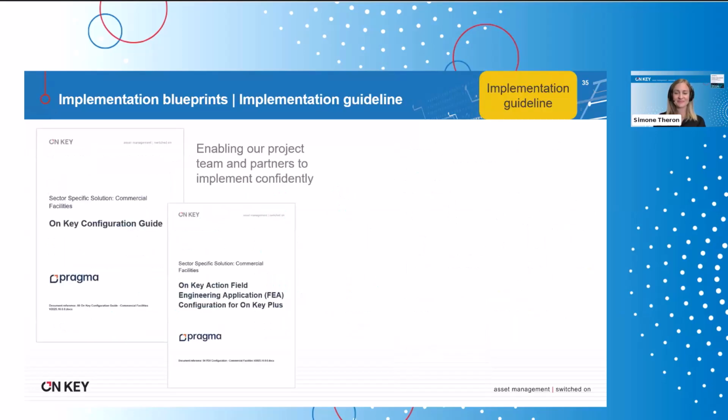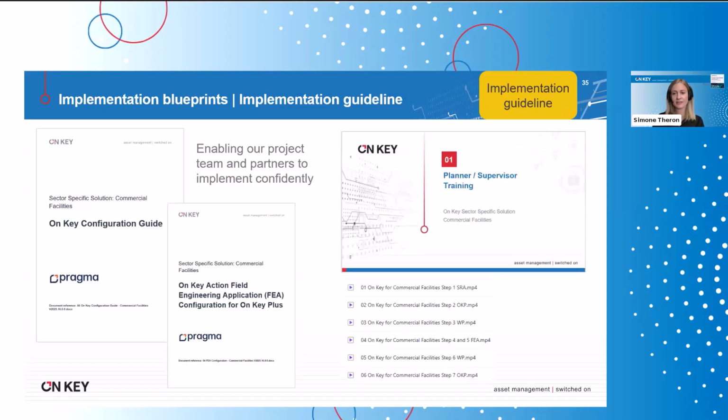And then finally, the implementation blueprints contain detailed step-by-step how-to guides to configure OnKey and the applications for our clients. From the requesting of software through the configuring of the staging environment, authentication, importing of client data, generating QR codes and configuring users, and then finally configuring the production environment.